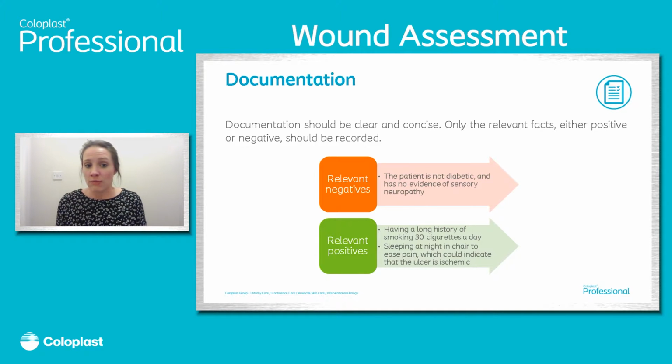So again, the relevant negatives, things like the patient is not diabetic and has no evidence of sensory neuropathy. That's something that should be documented. A relevant positive, having a long history of smoking 30 cigarettes a day, for example. We need to be looking at that and identifying that as an impact on healing.